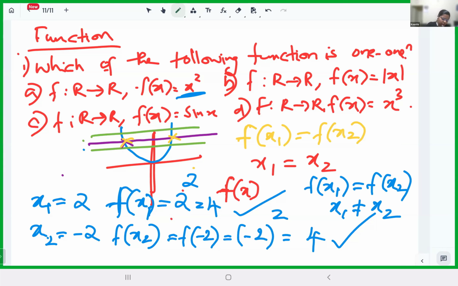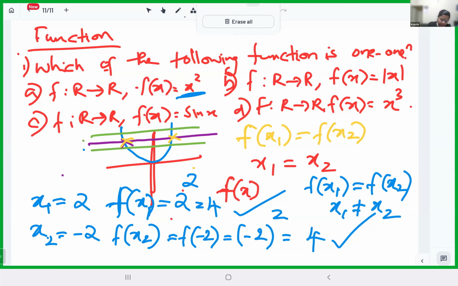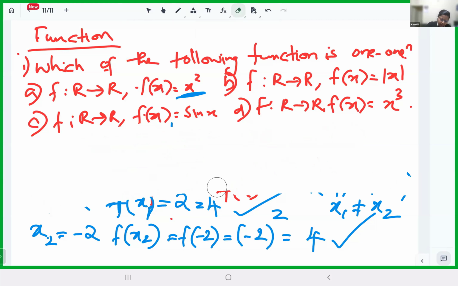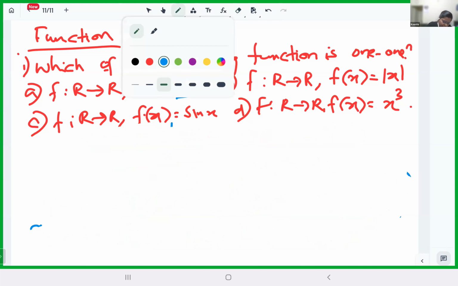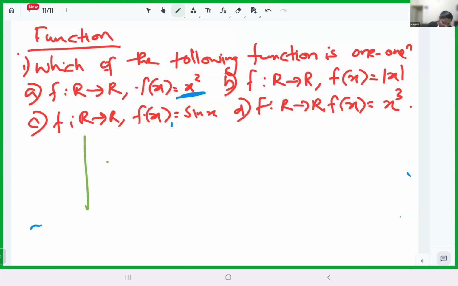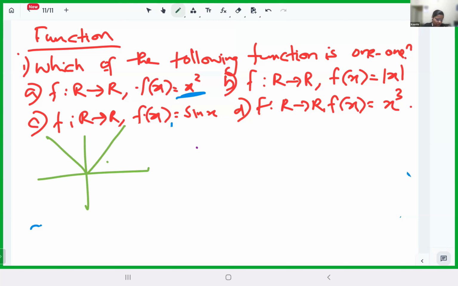All right. Now we are moving on to the second function, that is nothing but the modulus function. So we know the graph of a modulus function just like this. It is defined from R to R. The graph will be like this, right?